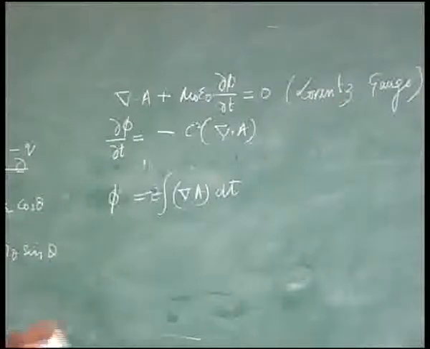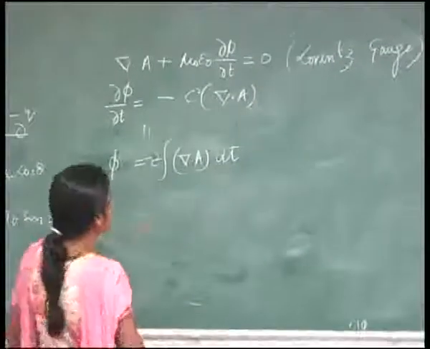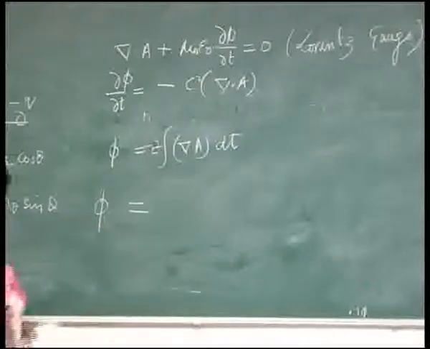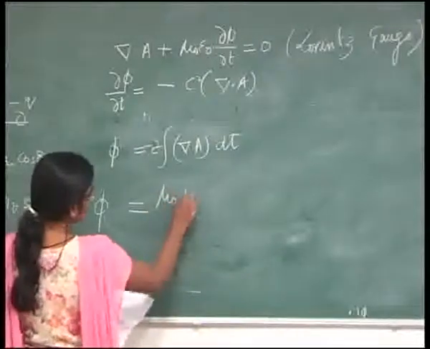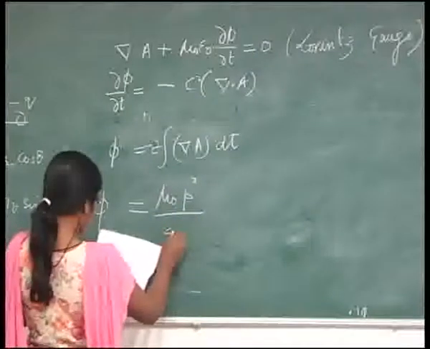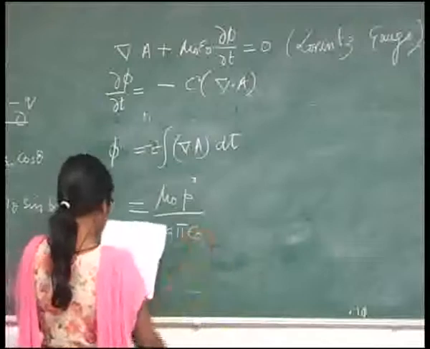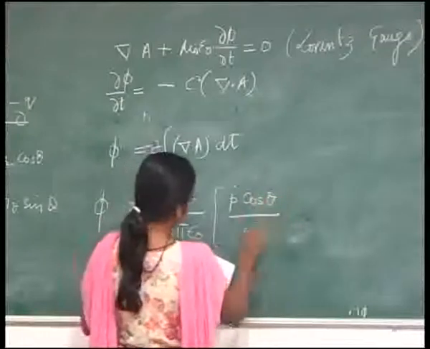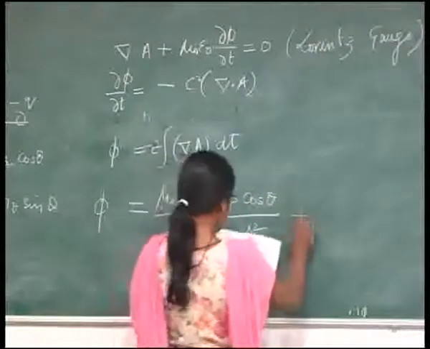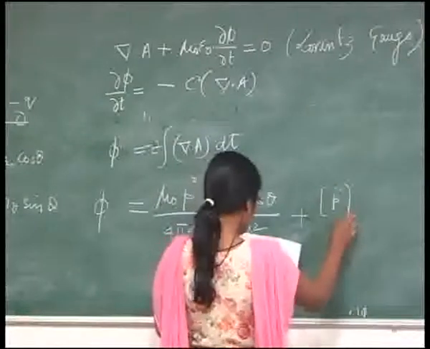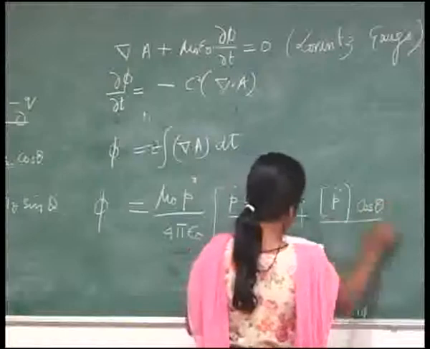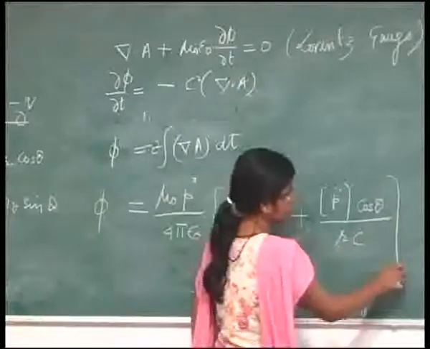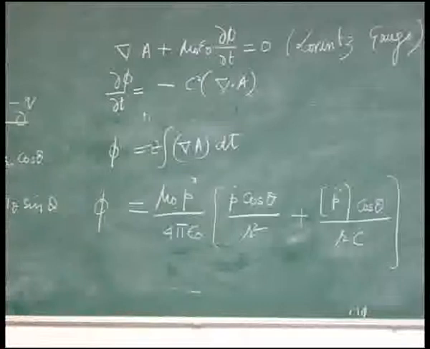Phi is minus the integral of c square del dot A dt, and when you substitute the values and solve this, you get mu 0 p dot upon 4 pi epsilon naught, times p dot cos theta by r square plus p double dot cos theta by r c. So, this you try to do.